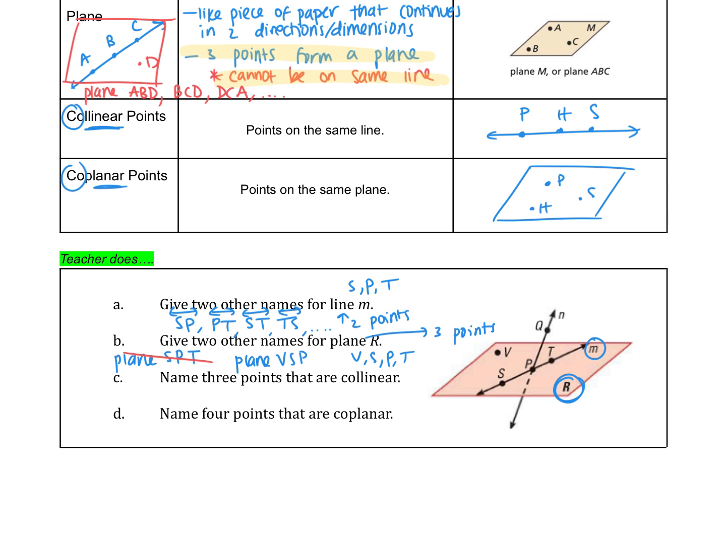Okay, 3 points that are collinear, 3 points that are on the same line would be S, P, and T. And you are not writing dots of any kind, you are just writing the word point out in front. And then 4 points that are coplanar, we already answered this. Points that are on the same plane would be points V, S, P, and T.